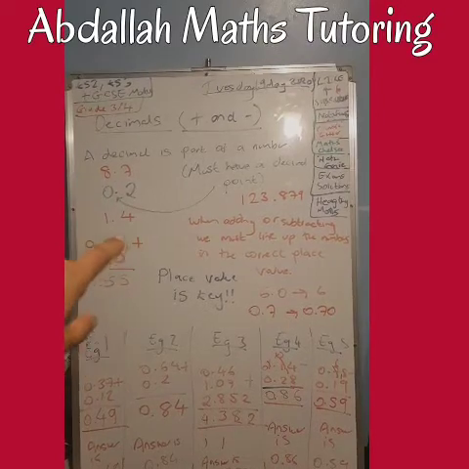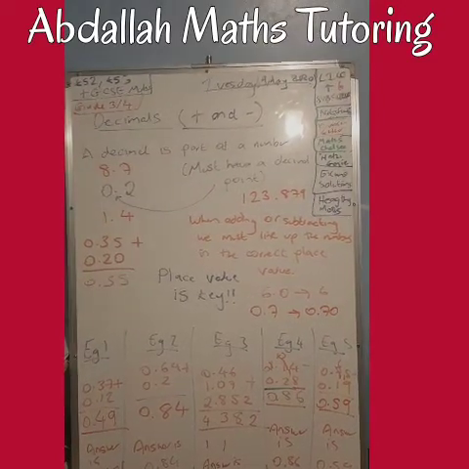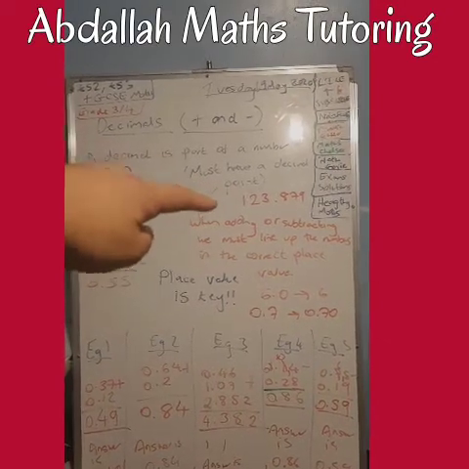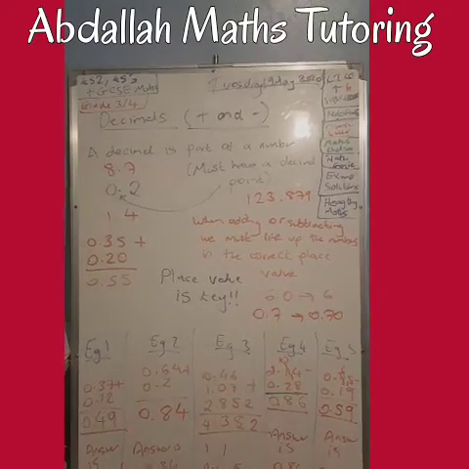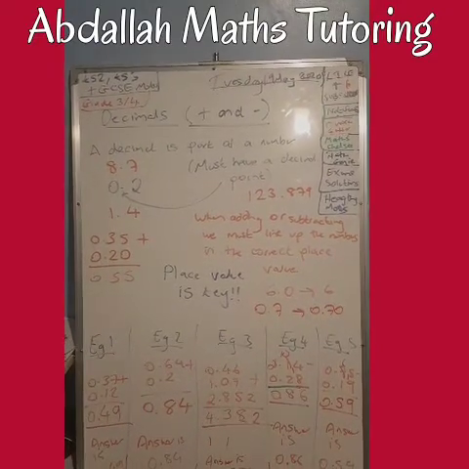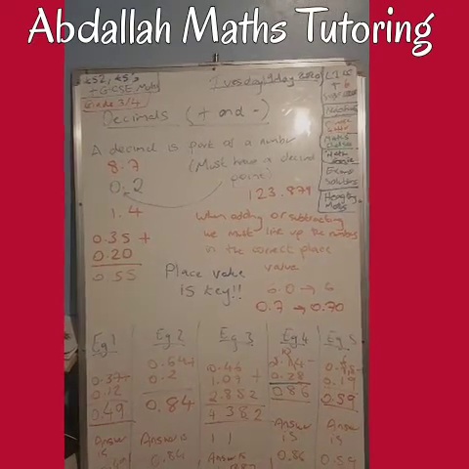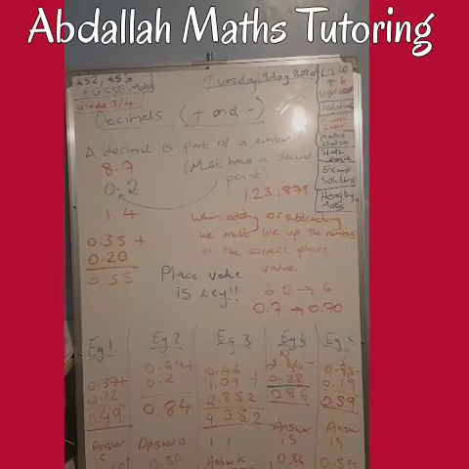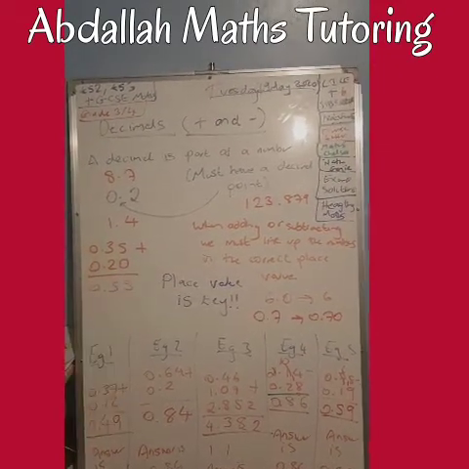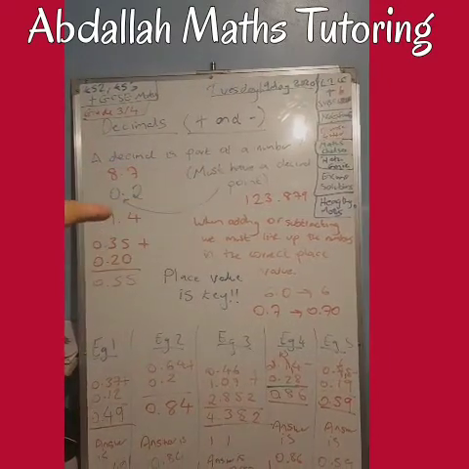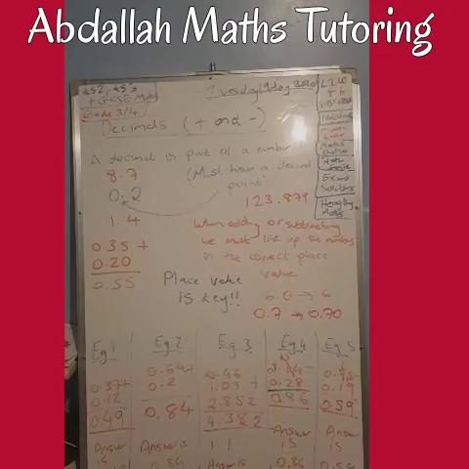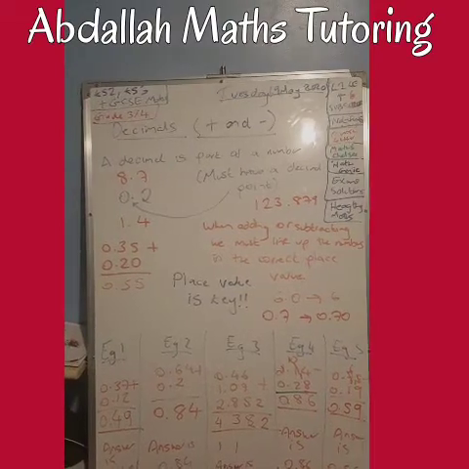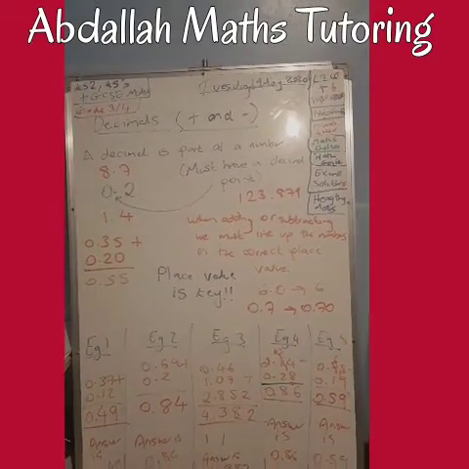A decimal just means a part of a number, so it's part of a whole number. So these are all decimals: 8.7, 0.2, 1.4, 123.879, a million point 24. These are all decimals, guys. It must have a decimal point. It's part of a whole number, because decimals can be expressed as fractions and percentages. I've done a video on that a number of months back.